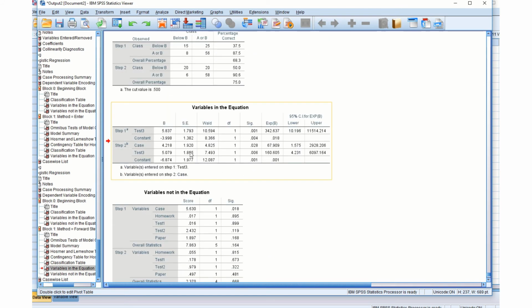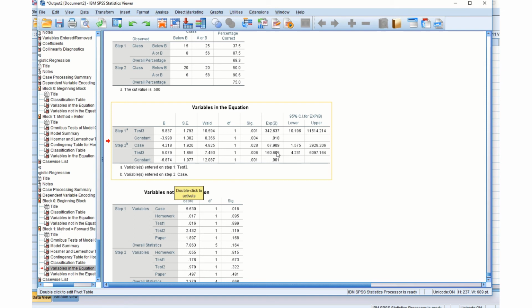Okay, so moving here, this 4.2, this 5.0, and this negative 6.8, these go into the variant. These are our logits, the predictors that we would use in our analysis. And then finally, this is how we can interpret them.